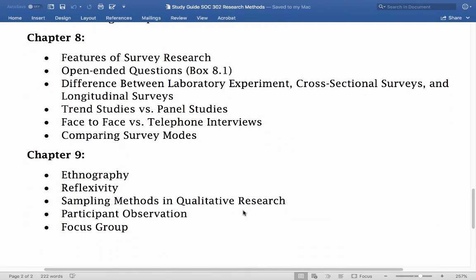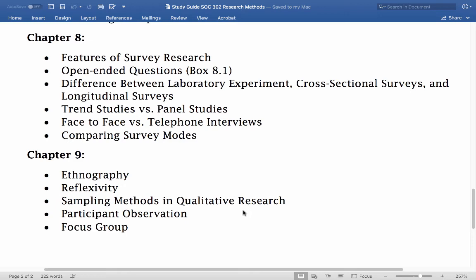All right, chapter 8. Features of survey research. Just that survey research typically has large samples, right? They're probability samples, where they're picking them as randomly as possible. They're typically structured questionnaires, or sometimes actual interviews, but using a survey tool. And of course, a huge feature of survey research is quantitative analysis, being able to statistically interpret the findings of the research surveys themselves.